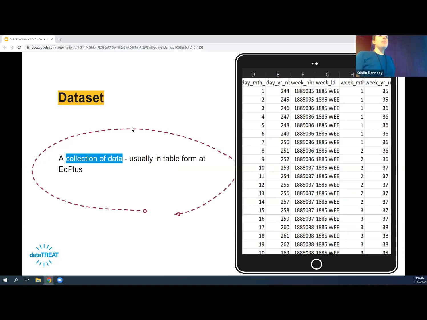A data set. That's just a collection of data. In Ed Plus, we like to provide data sets in the form of tables. That way people can manipulate and play with their data on their own. This is just a nice benign picture of a sample data set that we might provide.